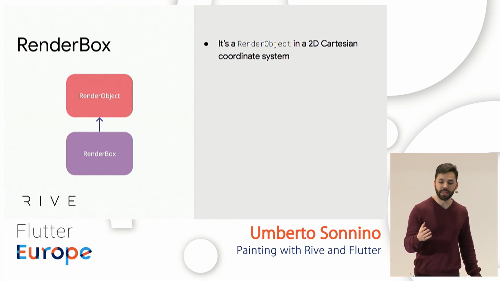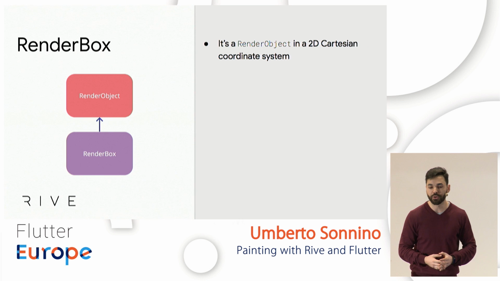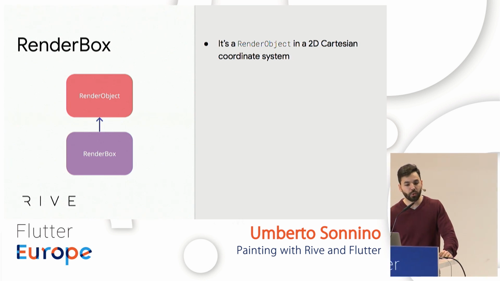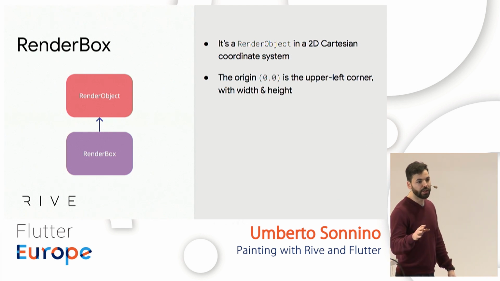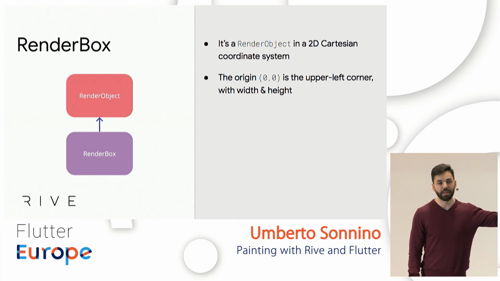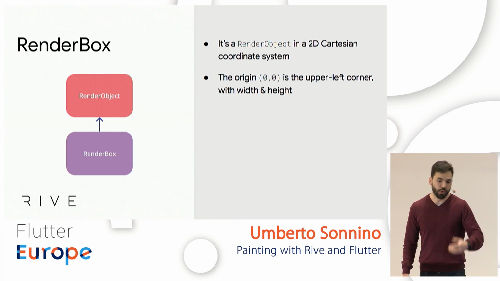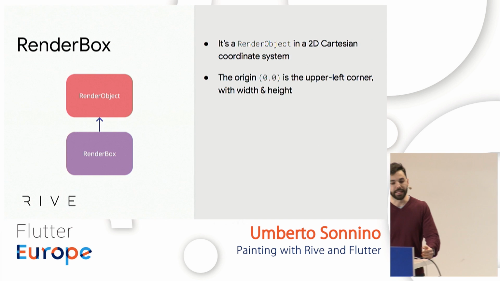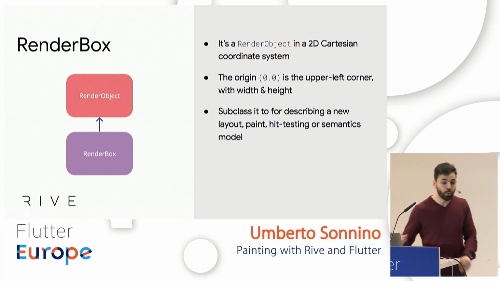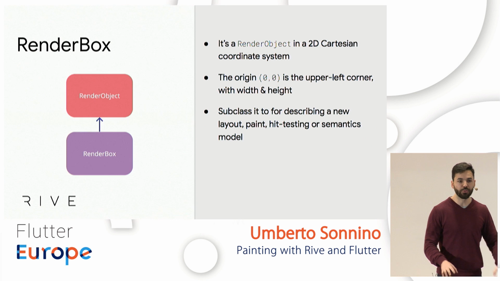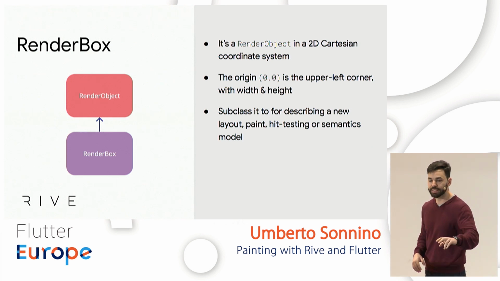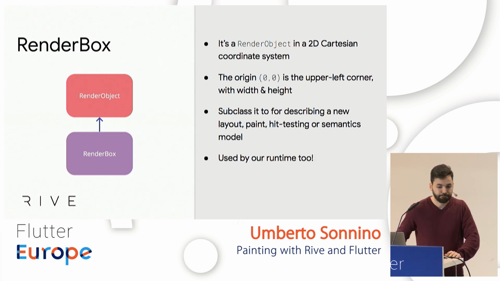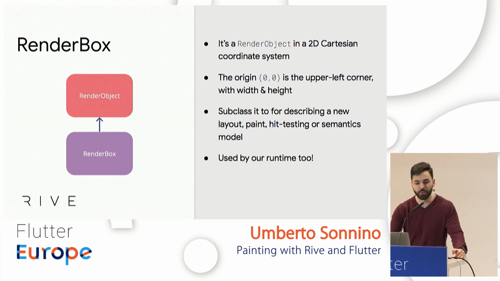So Flutter provides another implementation of render objects, which is a RenderBox. And it's a render object in a 2D Cartesian coordinate system. So the origin of a RenderBox sits at the top left corner of the widget, or the render object, as you may, and it's given a width and a height. If you want to create a new semantic model for laying out, for painting, for hit testing, you can subclass it and define your own things. And it's used by a runtime too.